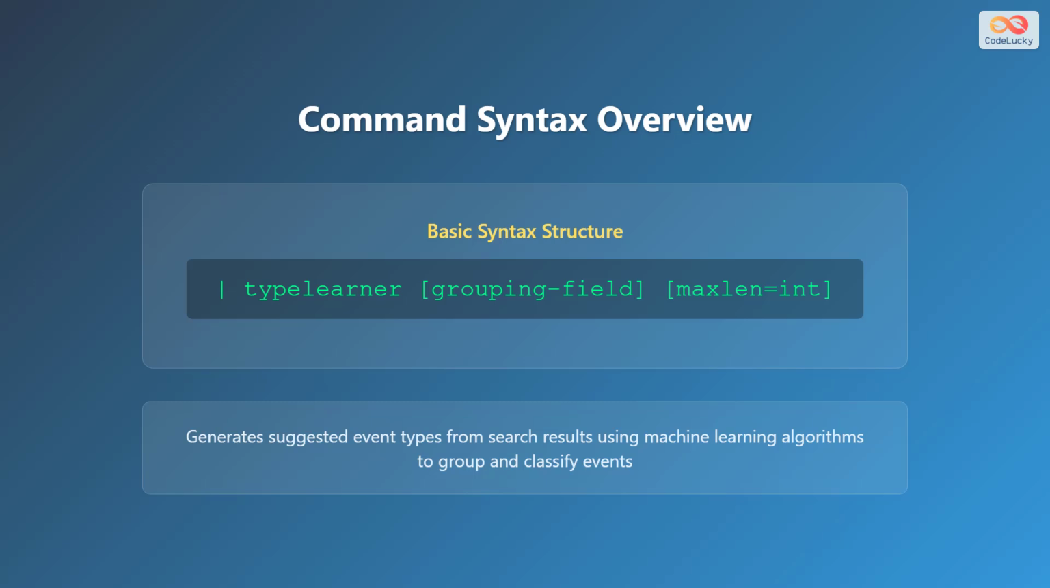Let's examine the basic syntax structure of the TypeLearner command. The command follows a simple format: pipe symbol, followed by TypeLearner, then optional parameters including a grouping field and maximum length parameter. The syntax is pipe TypeLearner, followed by an optional grouping field in square brackets, and then maxlen equals integer, also in square brackets. This streamlined syntax made it easy to implement machine learning-based field type detection in your Splunk searches. The command generates suggested event types from search results using machine learning algorithms to group and classify events based on their patterns and characteristics.